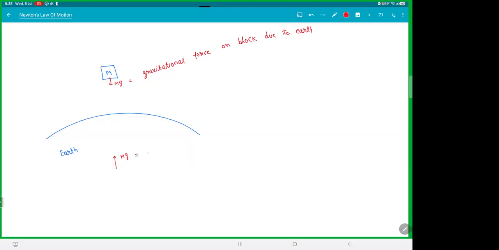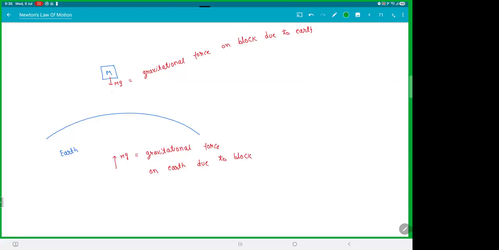What is this other mg then? This is the gravitational force on earth due to the block. And the reason the earth doesn't move is because the earth is so heavy and the force is so small, almost negligible. But it is there. These two are an action reaction pair.